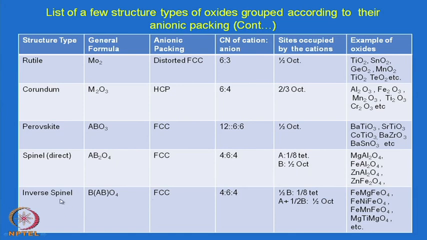The last variety in this series is inverse spinel, and the general formula is BABO4. Here it was AB2O4. Incidentally, A is divalent and B is trivalent. Here A is divalent, B is tetravalent. B here is trivalent, and two of the cations have been distributed between octahedral and tetrahedral, and A has gone inside the octahedral site. So, what has happened, B has come out from the octahedral to the tetrahedral.